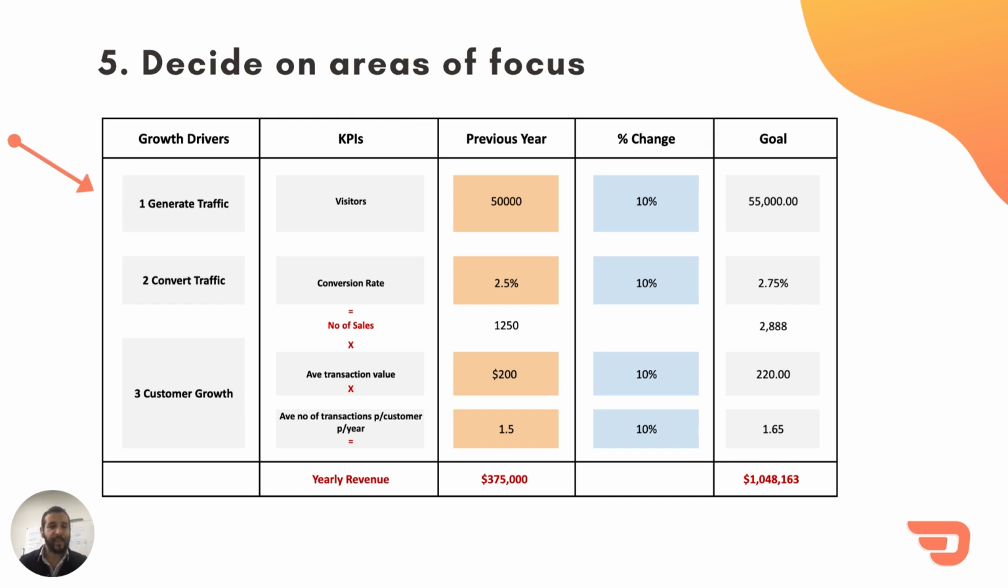And then finally, 5, based on your analysis, and this is where rubber really hits the road, consider which areas need the most urgent focus. So is it your traffic generation? Is it your site's conversion rate? Is it your ability to grow the value of your customer relationships via increasing transaction value or purchase frequency? Which areas will have the biggest impact on your growth? Right? Those are the areas you should be focusing your time and energy on in order to take your growth to the next level.